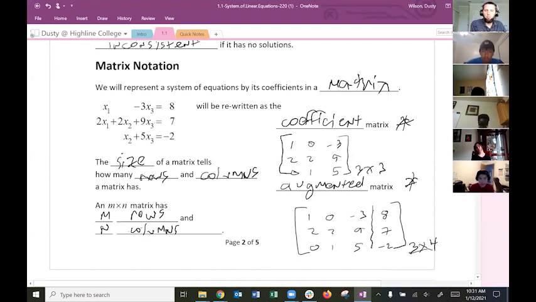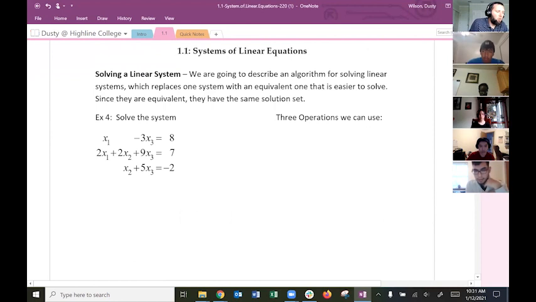Notice since you have the same number of rows and the same number of columns, we would call this a square matrix. Trying to get some more vocab in there for you. So we want to describe an algorithm for solving linear systems, which replaces one system with an equivalent set that's easier to solve. Since they're equivalent, they have the same solution set.